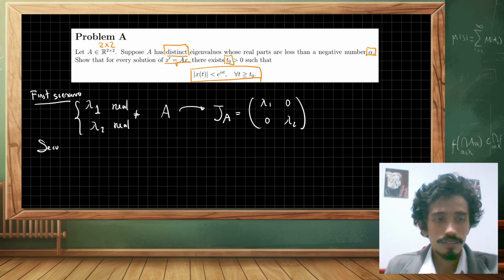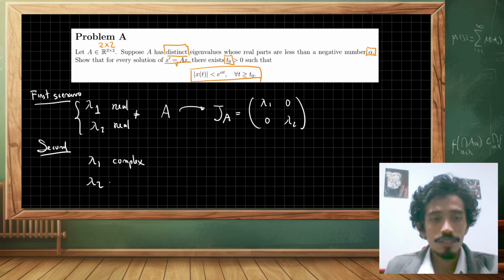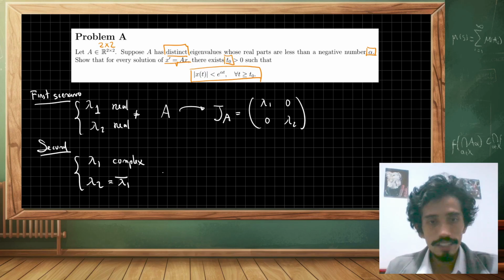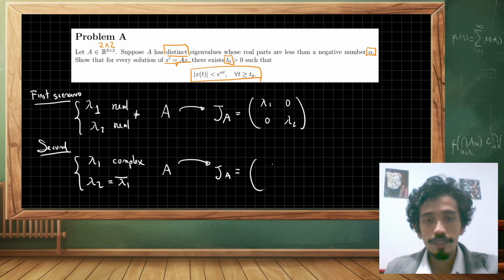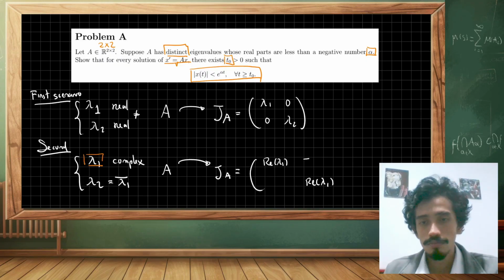The second scenario is that lambda 1 is a complex number and lambda 2 is the conjugate of lambda 1. In this case, the Jacobian of the matrix A will be the following. The diagonal entries are the real part of one of these complex eigenvalues. Let's pick the first one. And the off-diagonal entries are plus and minus the imaginary part of the same eigenvalue.